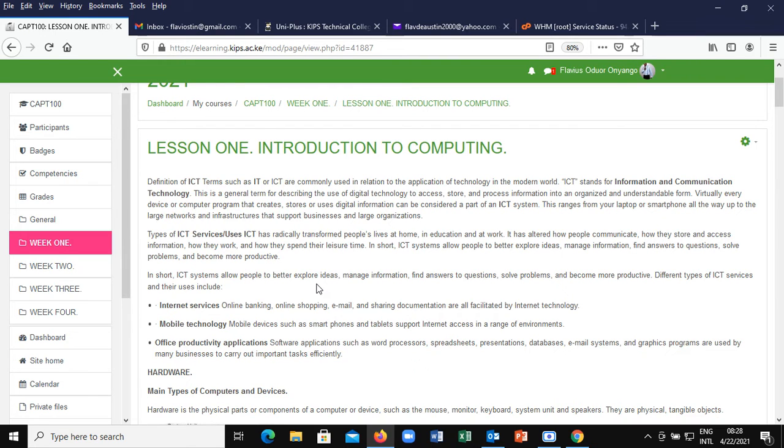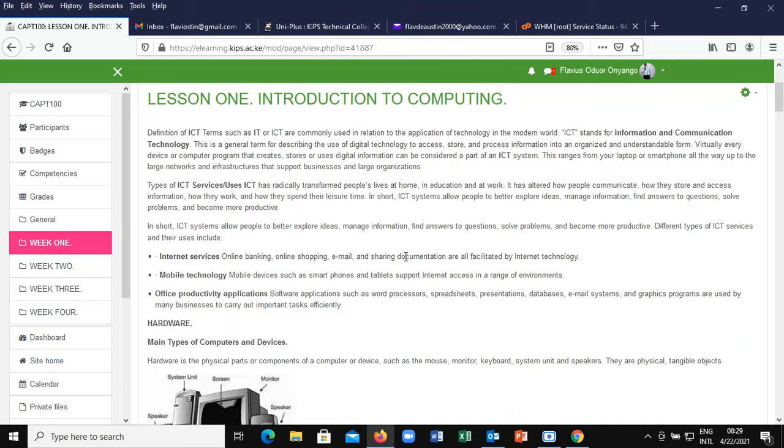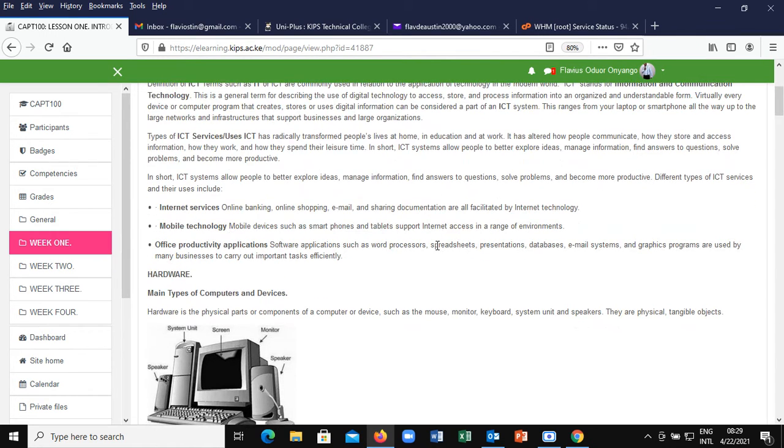Some of the key services of ICT include internet services. ICT also offers mobile technology and various office productivity applications. Under the internet services, we have online banking. People nowadays are able to do banking online without having to walk into a banking hall. Online shopping, email, and sharing of documentation are all facilitated by internet technology.